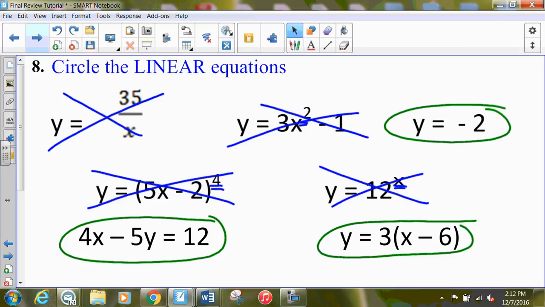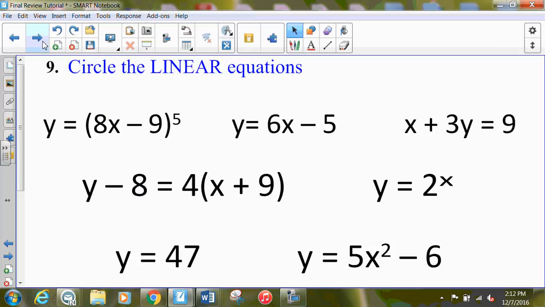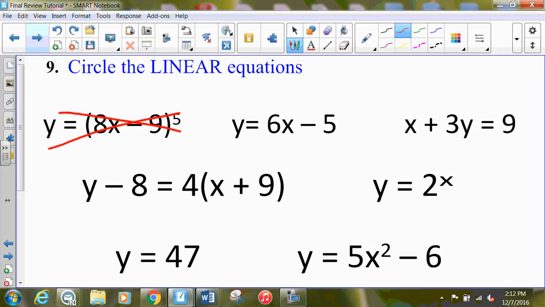All right, let's do these again. I must have included so many because these are fun. We know anything to a power is not going to be linear. X in the exponent spot, that's not linear. And second power, that's not linear.